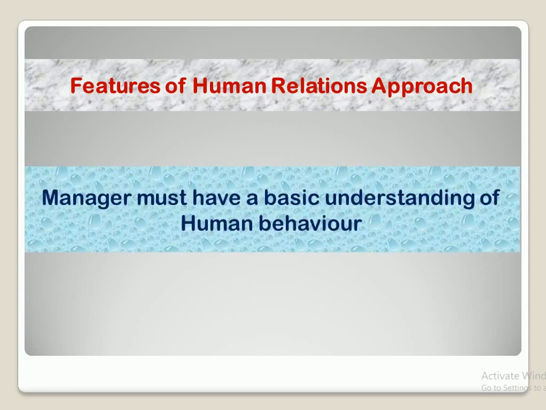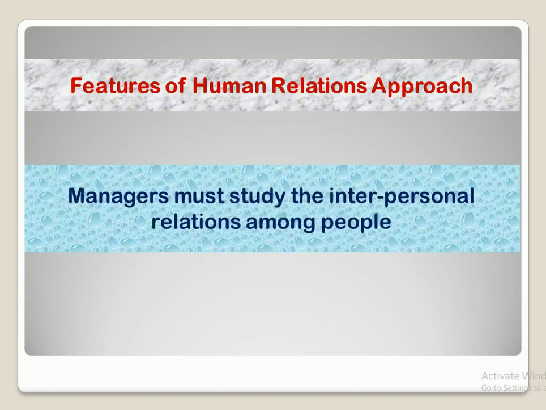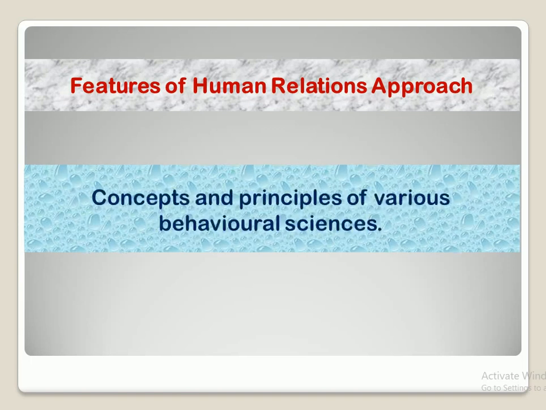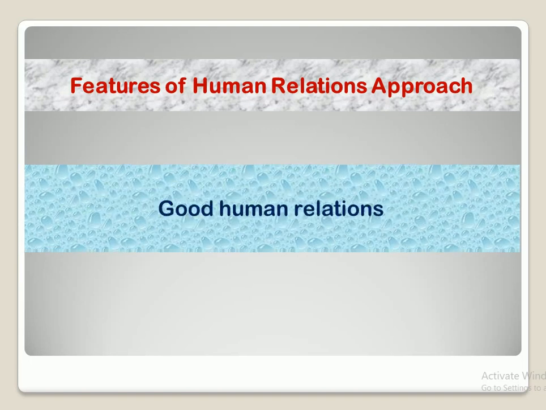First, managers must have a basic understanding of human behavior. Since management is getting things done through and with people, a manager must have a basic understanding of human behavior in all respects, but particularly in the context of work groups and organizations. Next, managers must study the interpersonal relations among the people. Here the managers must study these relations among the people who are working in their organizations.